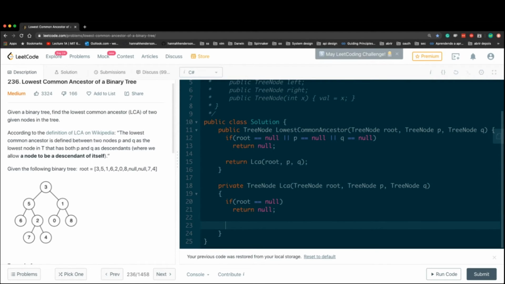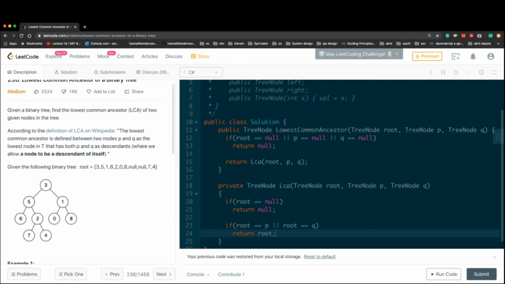Okay, so as here in the line 23, we know that root has a value, so we can check if root is equals to the nodes that we are looking for. So if root is equals to P or root is equals to Q, we can just return root, because this is the case that we saw here when we find the node that we are looking for.